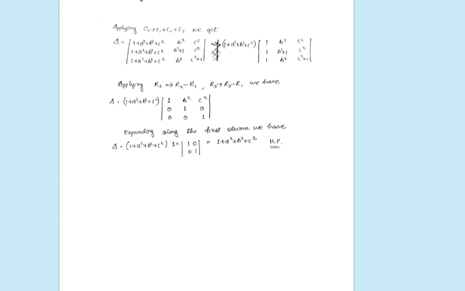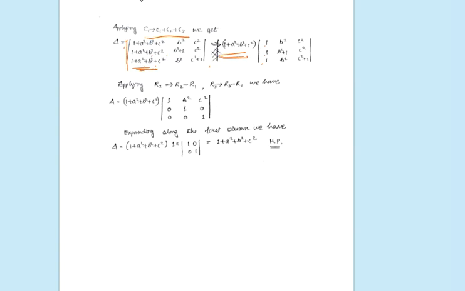Next, we'll apply the column transformation, column 1 as column 1 plus column 2 plus column 3. So this is column 1, and we'll add all the columns. So it will be 1 plus a square plus b square plus c square, 1 plus a square plus b square plus c square, then 1 plus a square plus b square plus c square. Again from the first column, 1 plus a square plus b square plus c square we take common, and only 1, 1, 1 will remain in the first column, then the other columns will be the same.